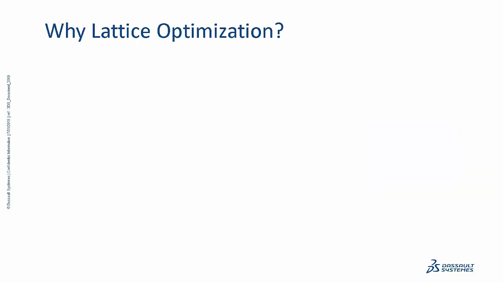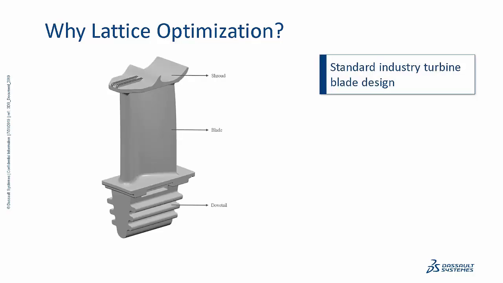Okay, now let's get to the subject matter, which is why you guys are all here. Why are we doing lattice optimization specifically? In the case of a turbine blade, it's a standard industry design which has been vetted and validated, at least industrially. These turbine blades obviously have a certain airfoil design, an aero profile, and you really don't want to mess with the performance of it.